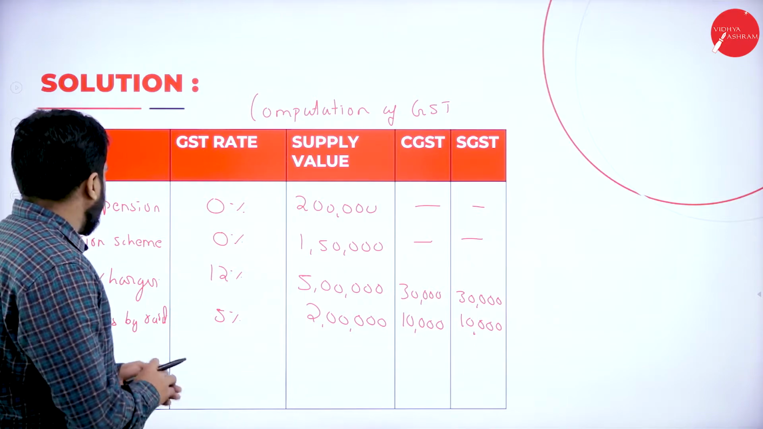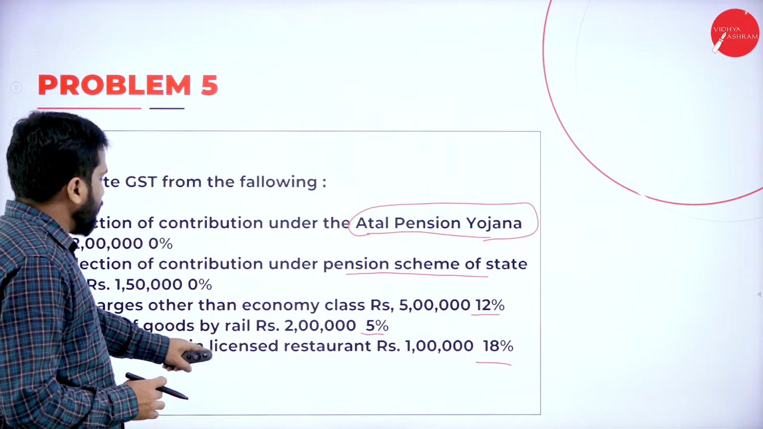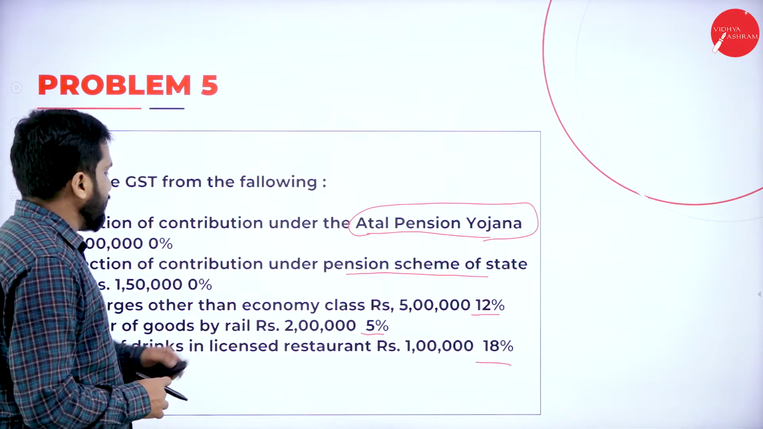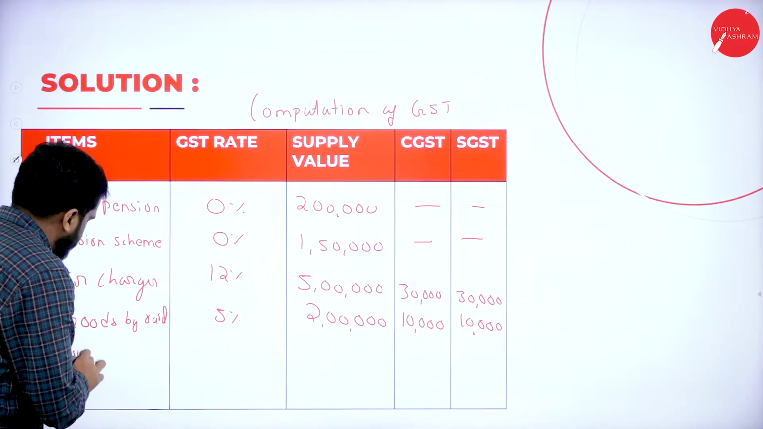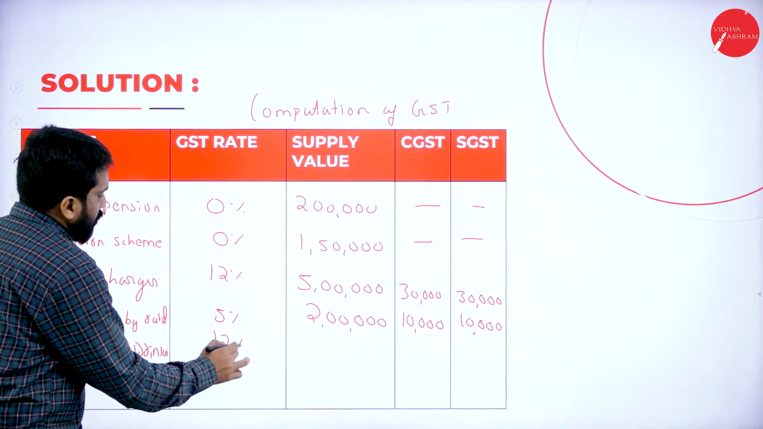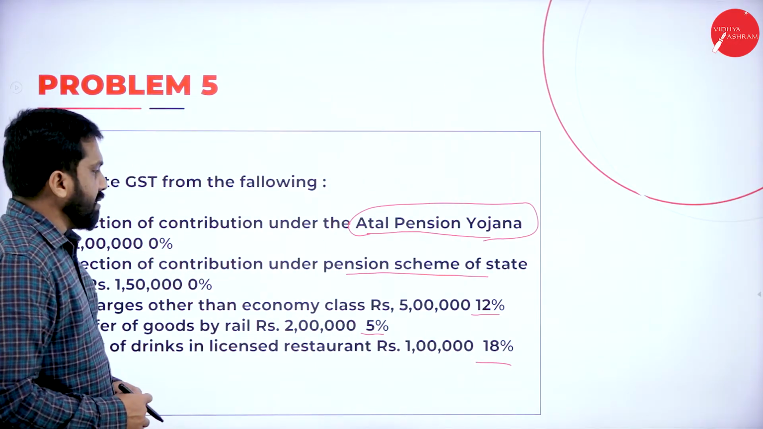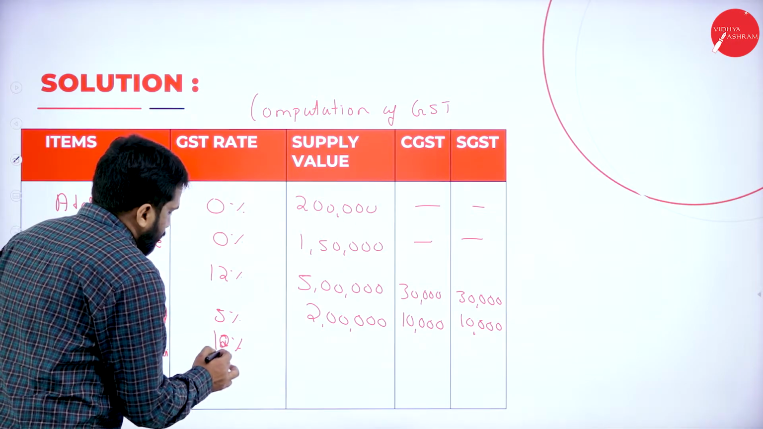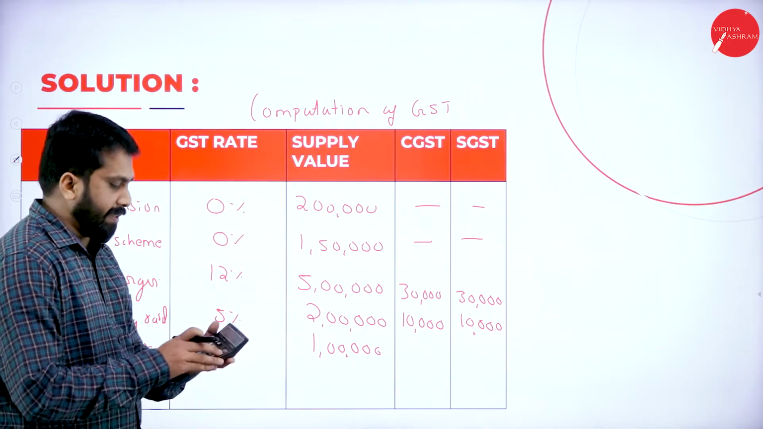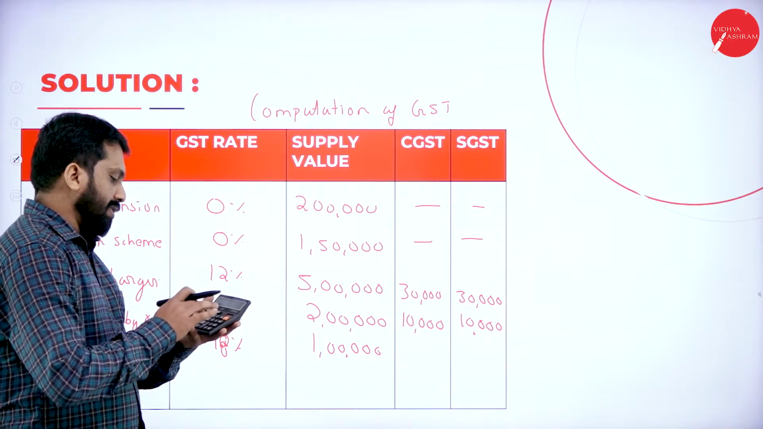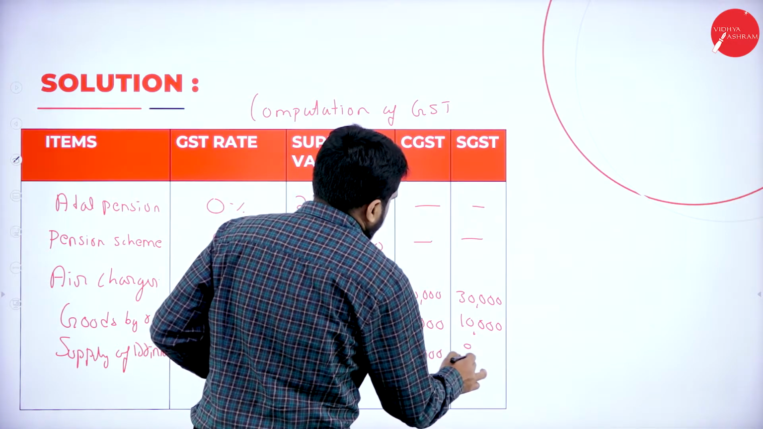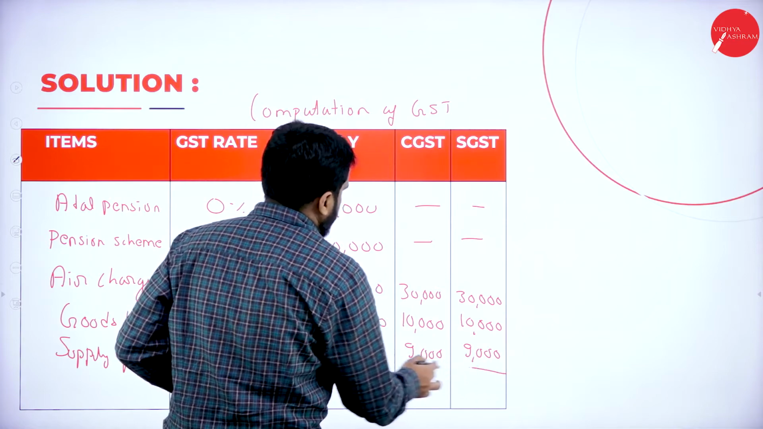Yes. Now, after this, we have supply of drinks in licensed restaurant. It is 1 lakh at 18%. What is the percentage? Sorry, 18% at 1 lakh. Again, calculate 1 lakh into 18% divided by 2. It will be 9,000 and 9,000. Hope you are clear.